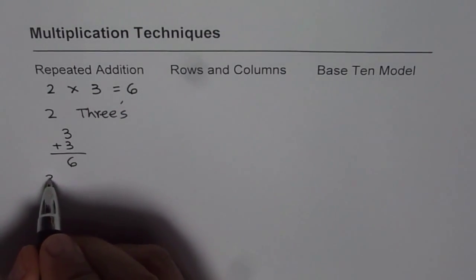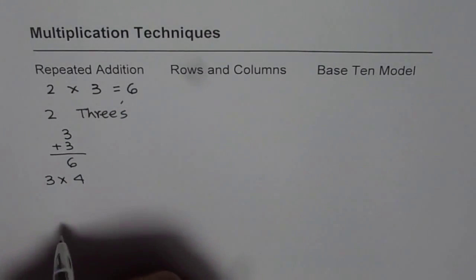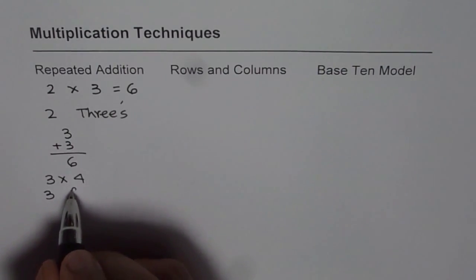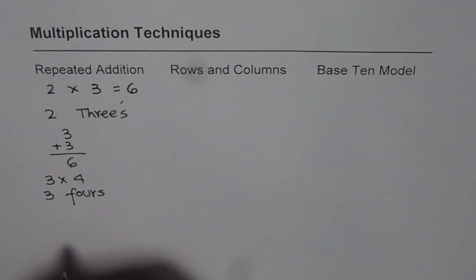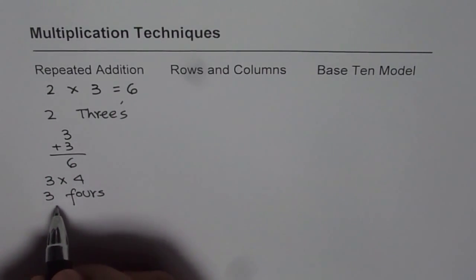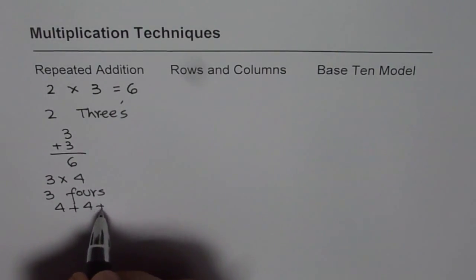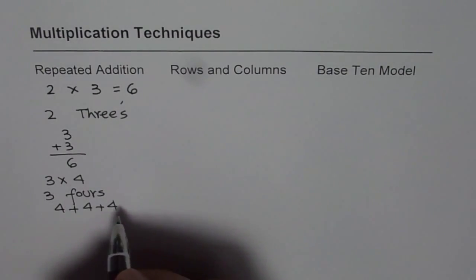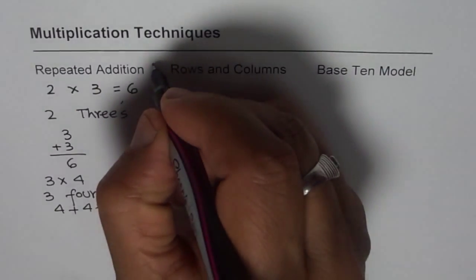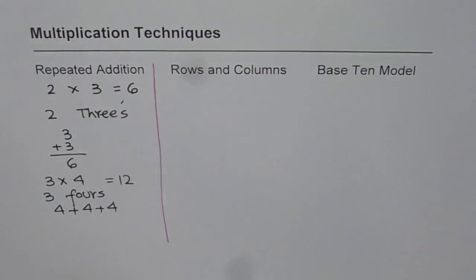If we say 3 times 4, it means what? It means 3 fours. That means you have to add 4 three times: 4 plus 4 plus 4. That gives you 12. So you get 3 times 4 as 12. So you can see multiplication as repeated addition. So that is one way you can get the product of two numbers.